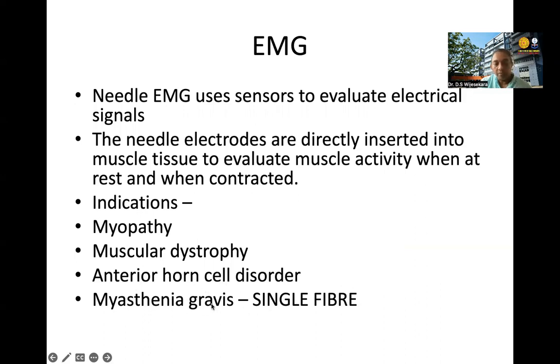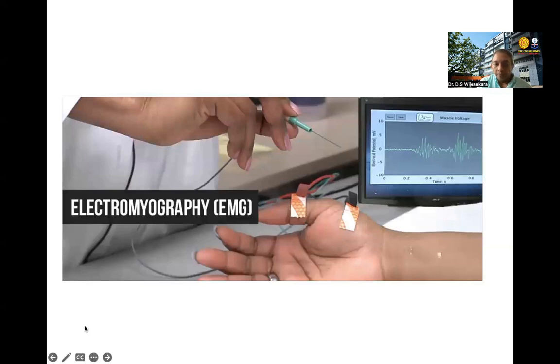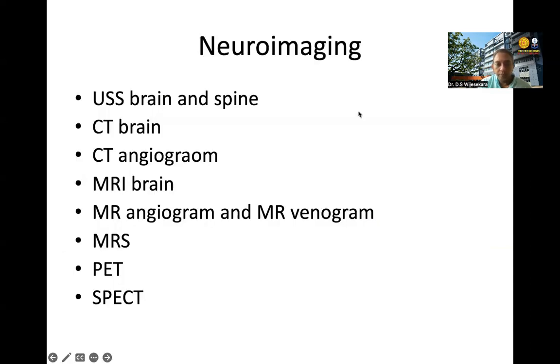And in myasthenia gravis, a single fiber EMG is useful to determine whether the child is having myasthenia gravis or not. So this is how the needle is placed in the muscle that is concerned.